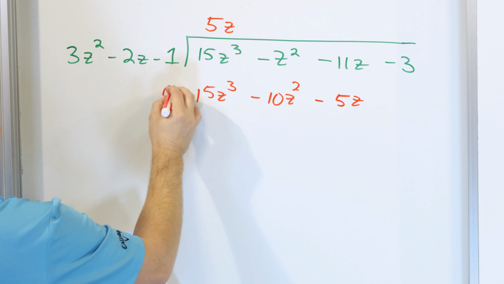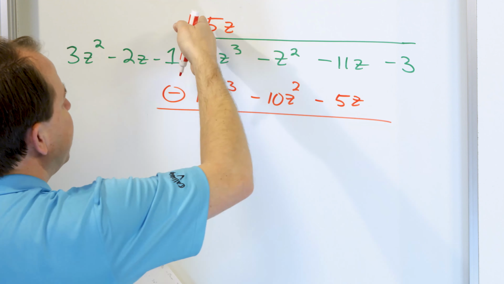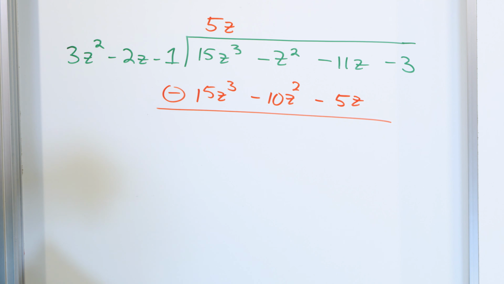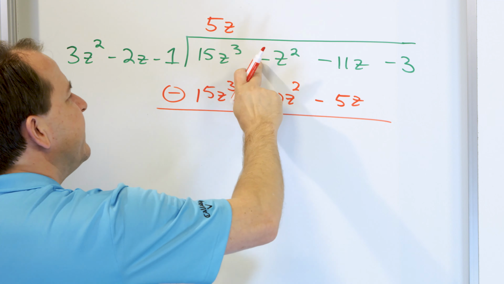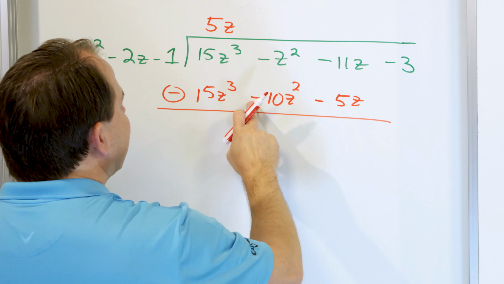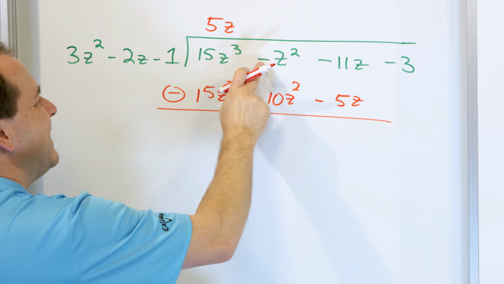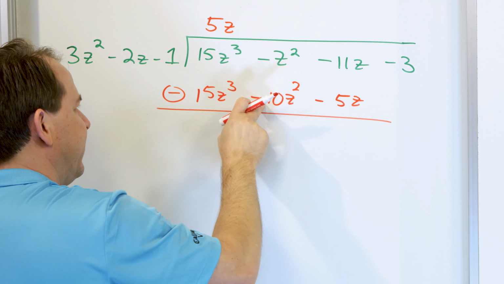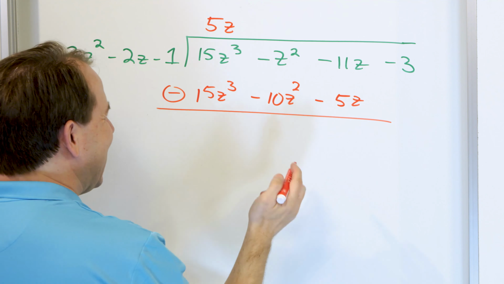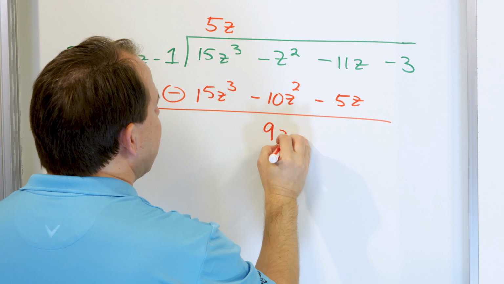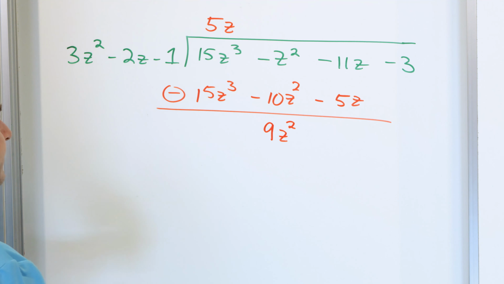Now you have to subtract these. Now the 15z cubes subtract away perfectly. Now we have to subtract both of these. We start with this one. This is a negative 1z squared, negative 10z squared, but we're subtracting it. So it's negative 1 minus a negative 10. So it's negative 1 plus 10. Negative 1 plus 10 is positive 9. And the z squared comes along for the ride.